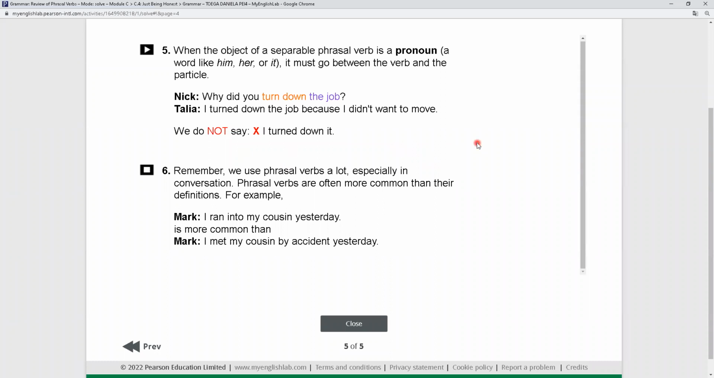Remember, we use phrasal verbs a lot, especially in conversation. Phrasal verbs are often more common than their definition. For example, I ran into my cousin yesterday is more common than I met my cousin by accident yesterday. Y por eso utilizamos los phrasal verbs, porque son más directos. O sea, I ran into my cousin yesterday. Te das cuenta que es más directo que decir, I met my cousin by accident yesterday. Me topé accidentalmente con my cousin yesterday. Es mucho más directo si utilizamos los phrasal verbs.